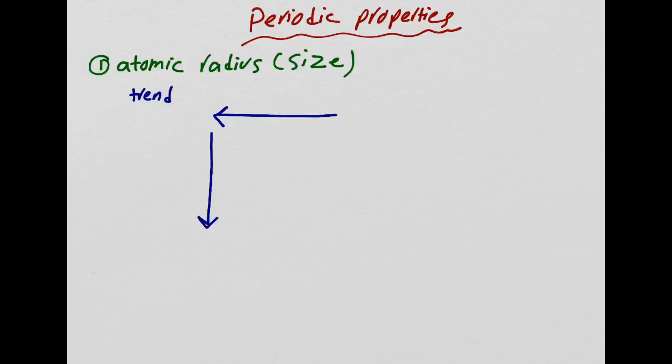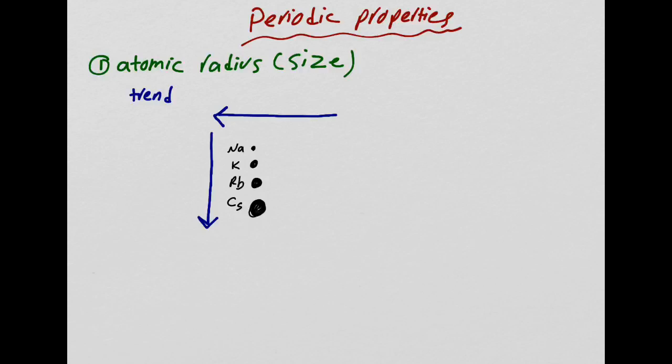So what does that mean? To put it in perspective, let's draw it out. This is sodium over here. I have sodium, potassium, rubidium, and cesium. If this is the size of sodium, the potassium size will be bigger, Rb would be bigger than that, and cesium would be bigger than that. So as you go down the periodic table, the sizes get bigger and bigger and bigger.